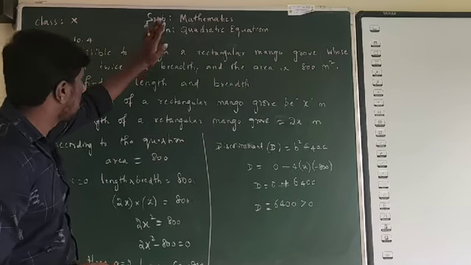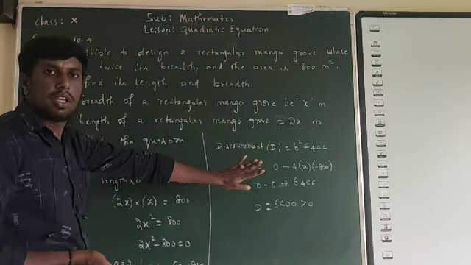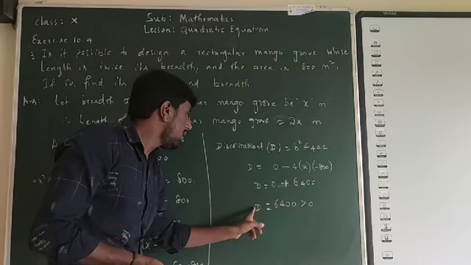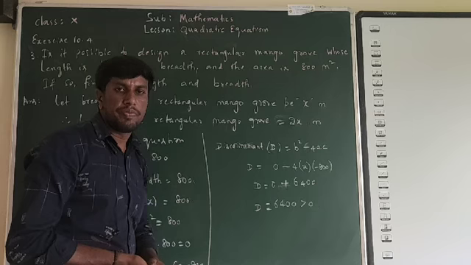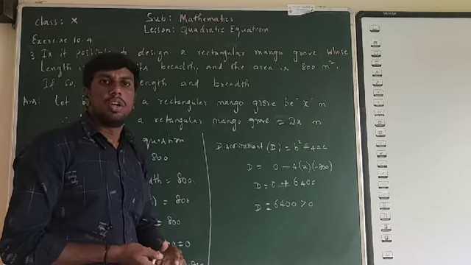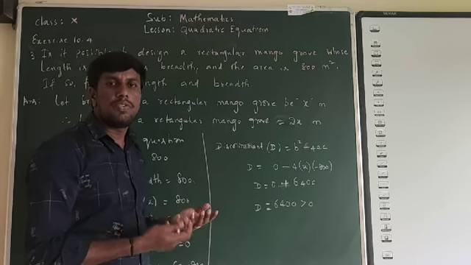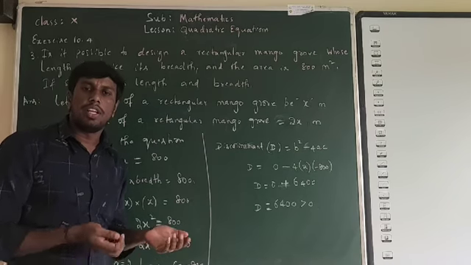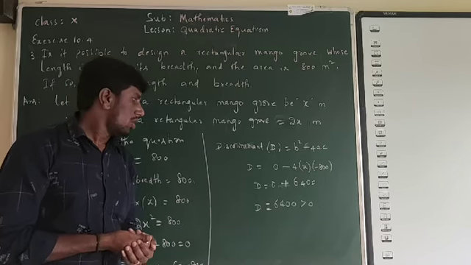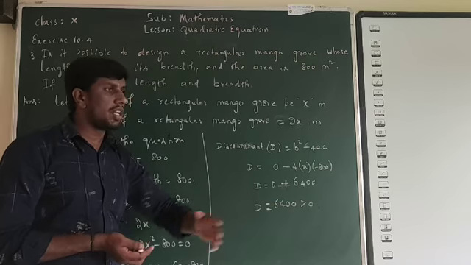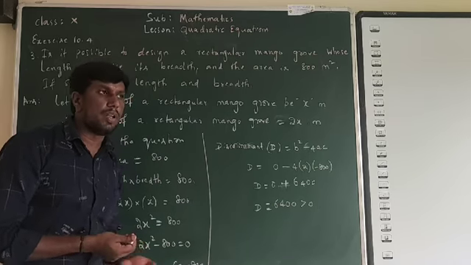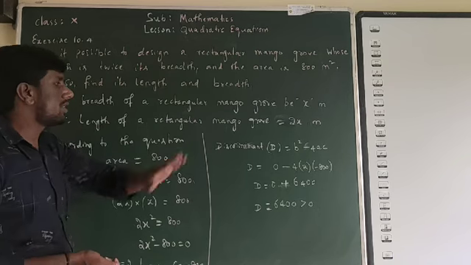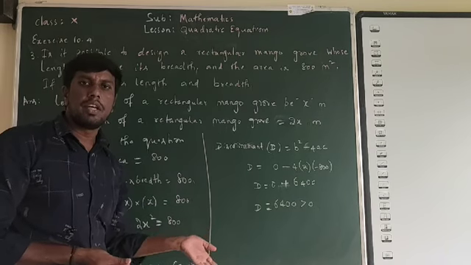Is it possible to design a rectangular mango grove? Yes, it is possible. Why is it possible? Because we are getting d greater than 0. If the discriminant is greater than 0, then we know that we will be having real and distinct roots, correct? So, since it is greater than 0, it is possible. The next question is, if so, find its length and breadth.